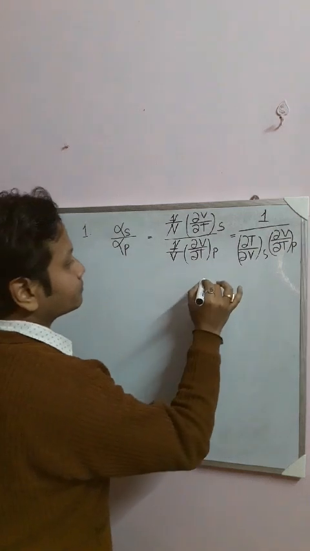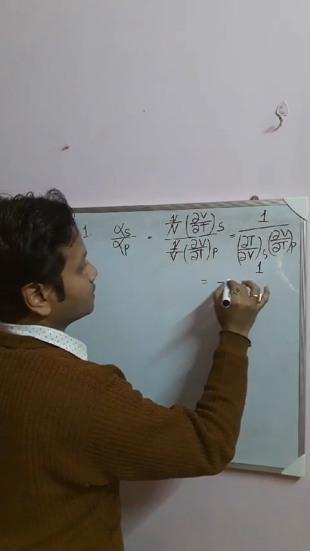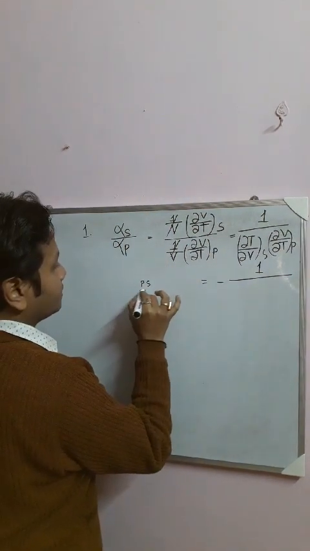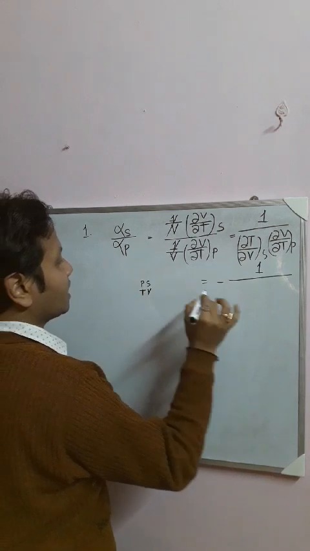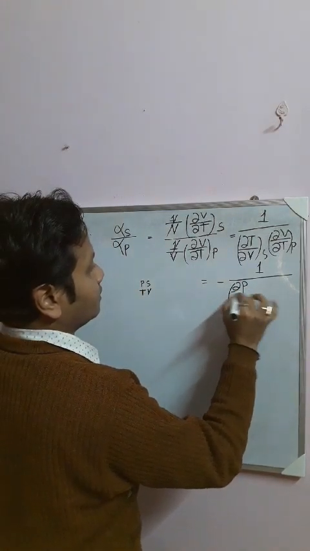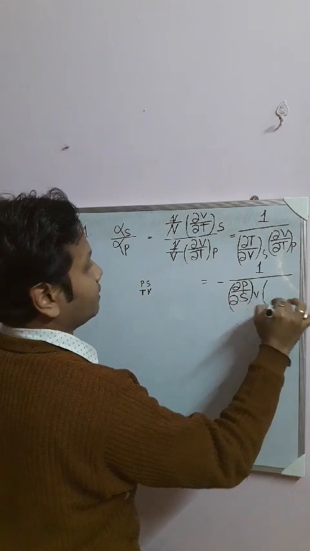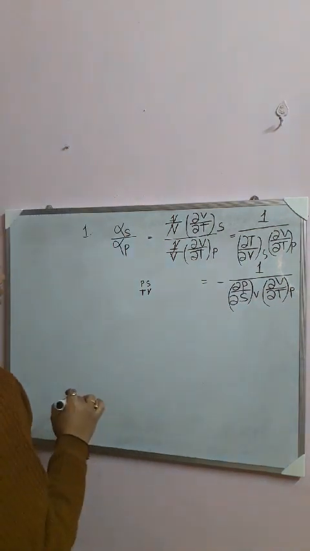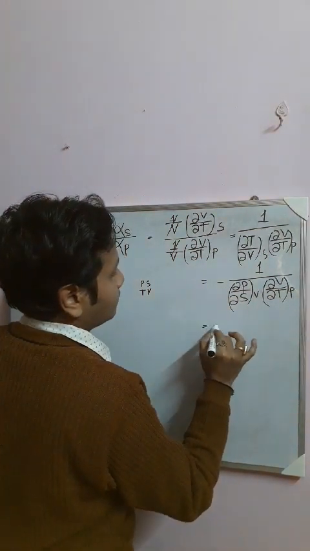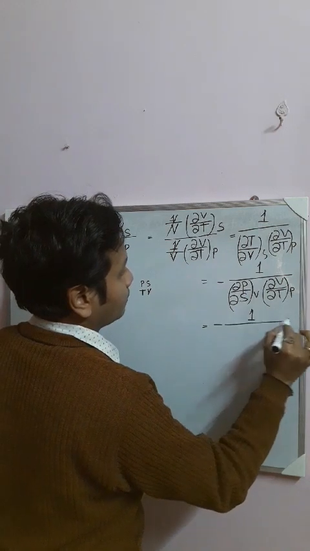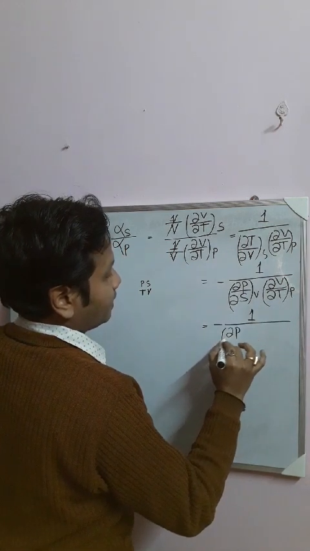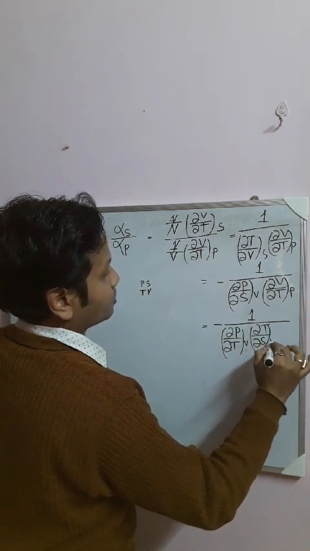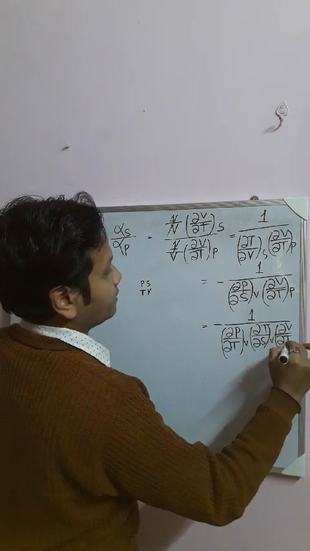So what is this? We can write PSTV. So my del T del V S means minus del P del S volume constant, and this is del V del T pressure constant. Now this can be written as del P del T volume constant into del T del S volume constant into del V del T pressure constant.